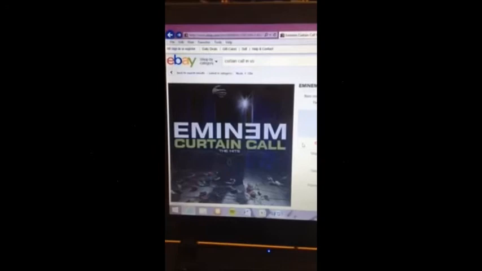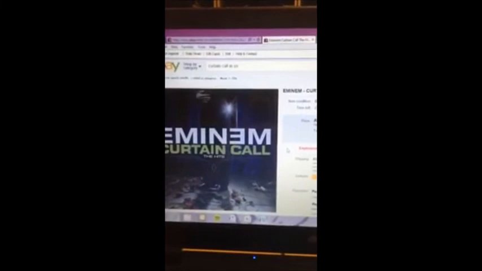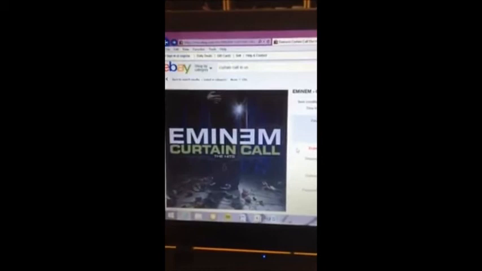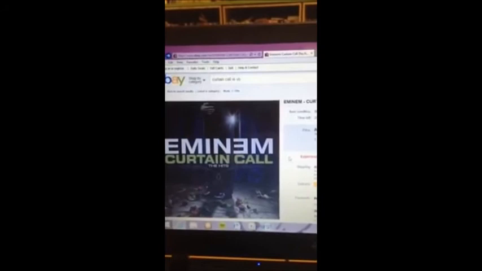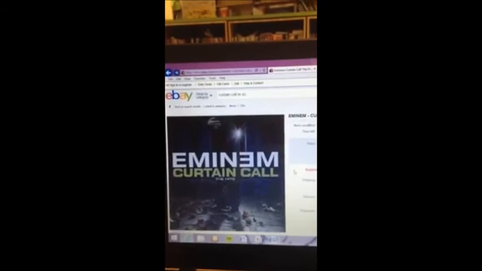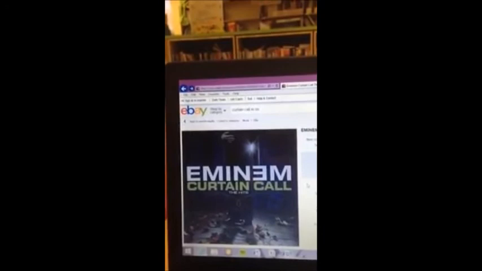Math is everywhere. I compared the international prices of M&M's Curtain Call CD sold on eBay and learned that there are so many price differences from country to country. For example, Australia, it costs $10.14 US dollars. Belgium, it costs $6.50 US dollars. Canada, it costs $5.50 US dollars. United Kingdom, it costs $4.42 US dollars.